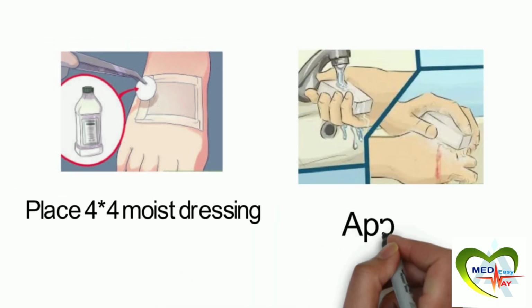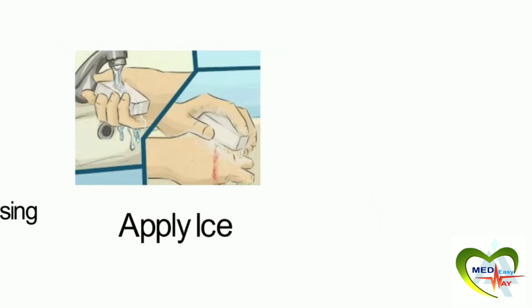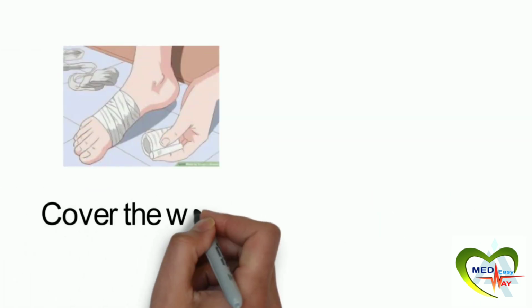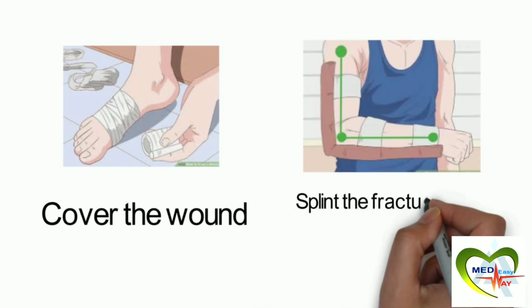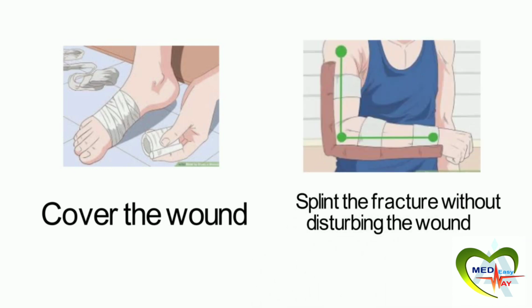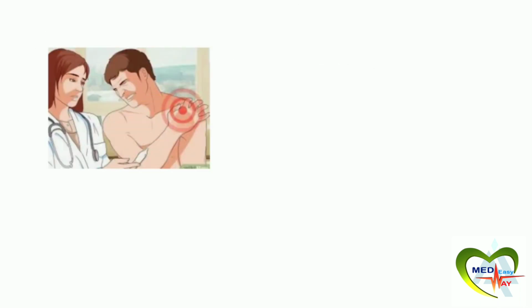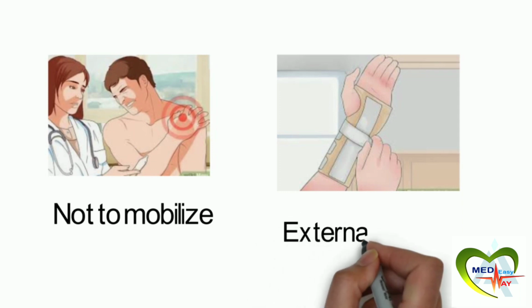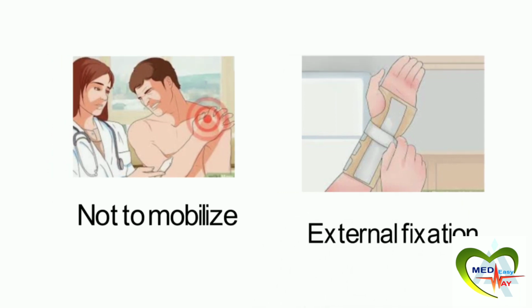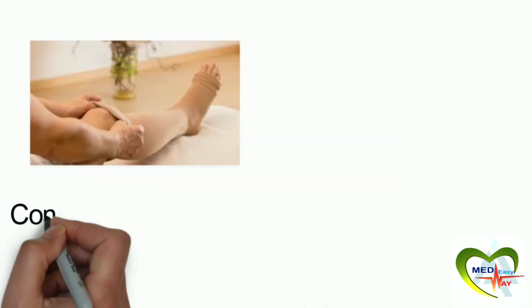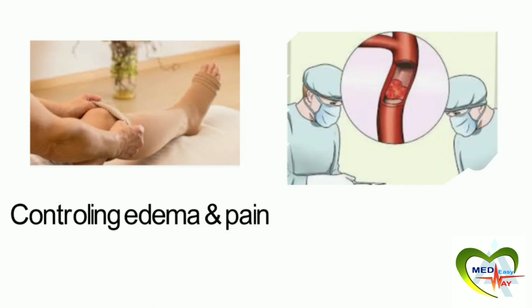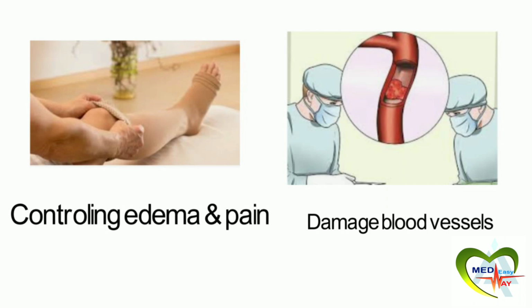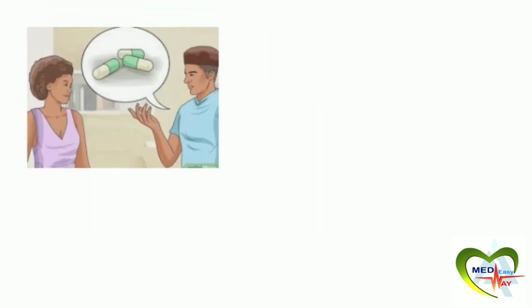Apply ice to decrease swelling. Cover the wound with sterile dressing. Splint the fracture without disturbing the wound. Encourage the patient not to mobilize the fracture site. It can be reduced by stabilized external fixation. Control edema and pain. Check for any damage to blood vessels. Pain medications should be provided.